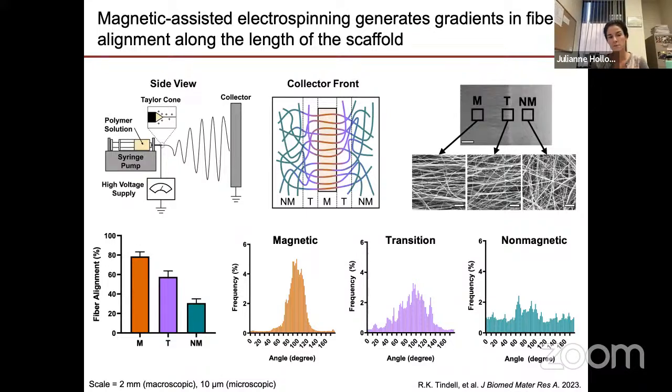And also this mimics the resolution that we see in the tendon bone interface, where that also transitions from one tissue type to the other tissue type at submillimeter length scales. And so we were quite happy to see that we were able to mimic that scale.